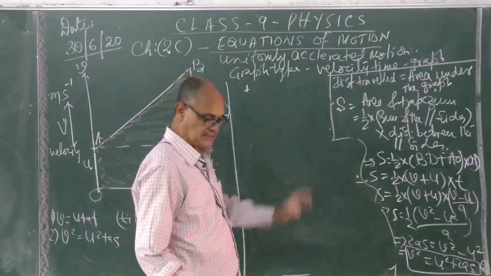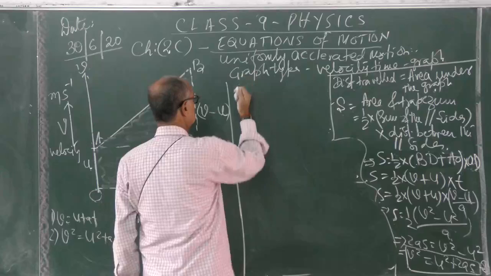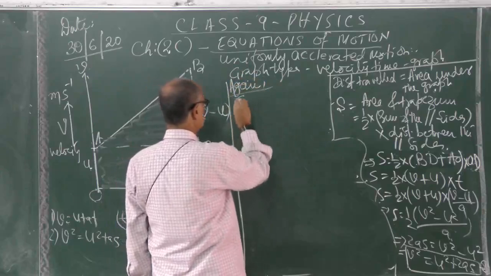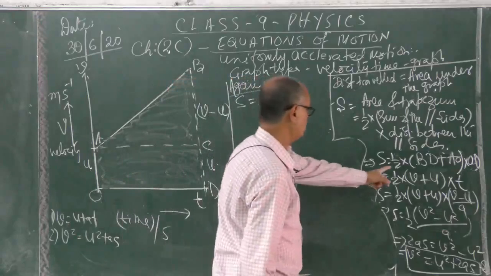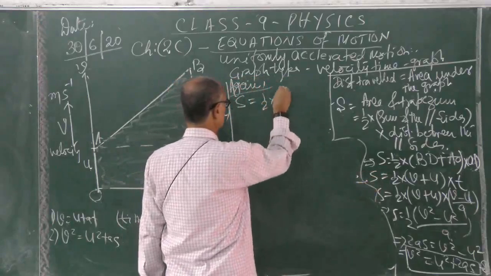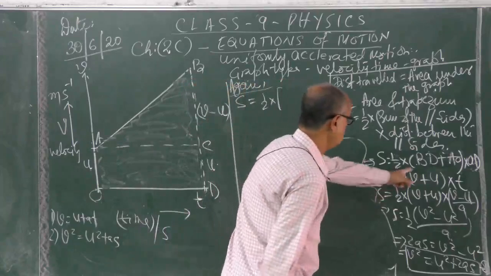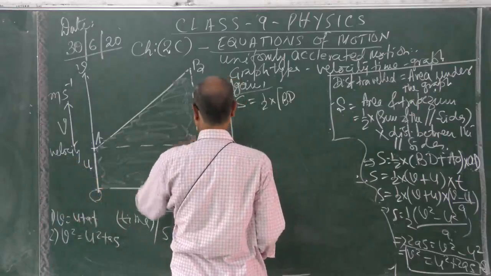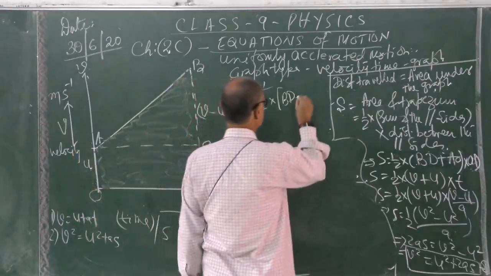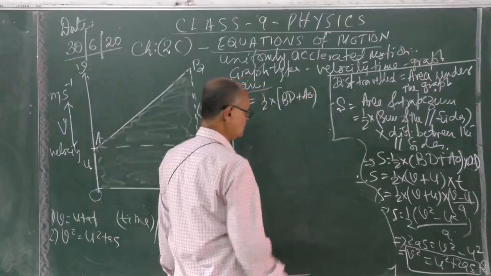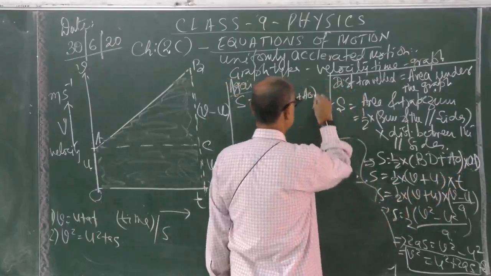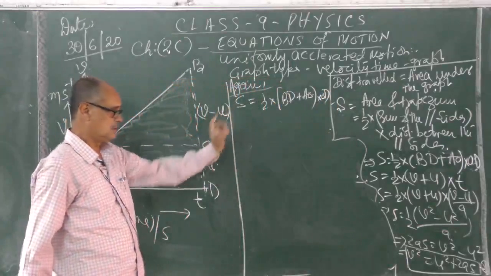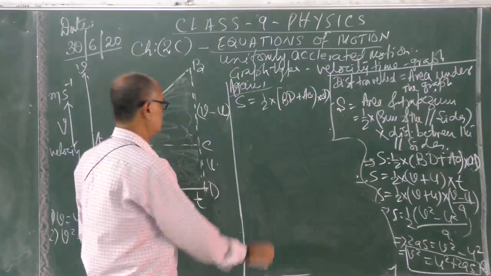The same formula we start with, that is the third time. Again, S is equal to the same formula we are using, 1 by 2 into BD plus AO multiplied with OD. Same formula. That is the area of trapezium we are taking.